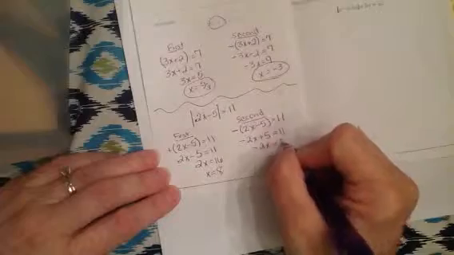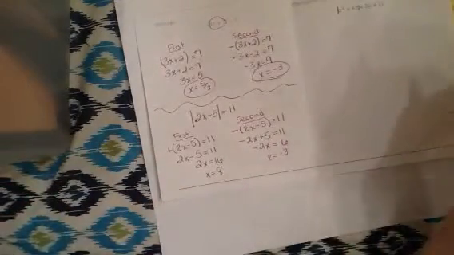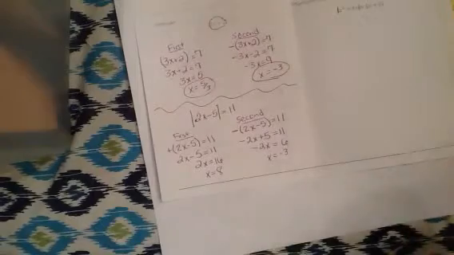So negative 2x equals 6, x equals negative 3, and then you're going to go back and check both of those and make sure that they work. Okay? And both of those would work when you go check them.